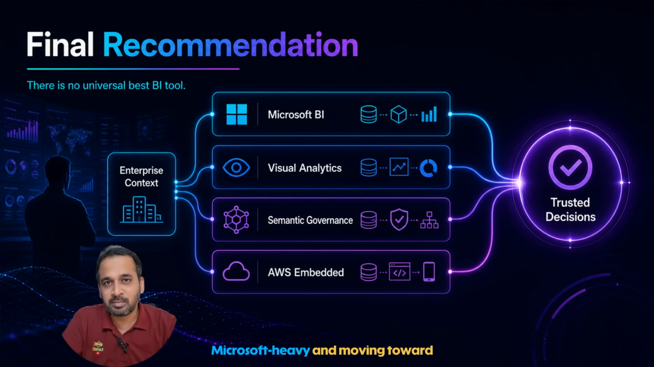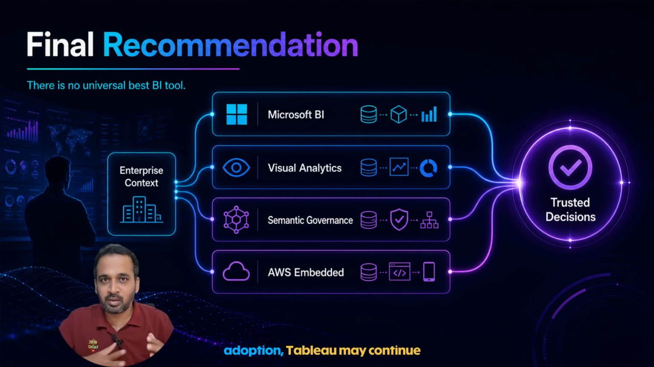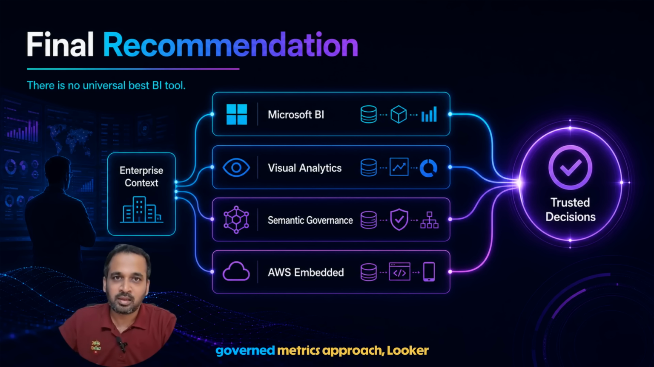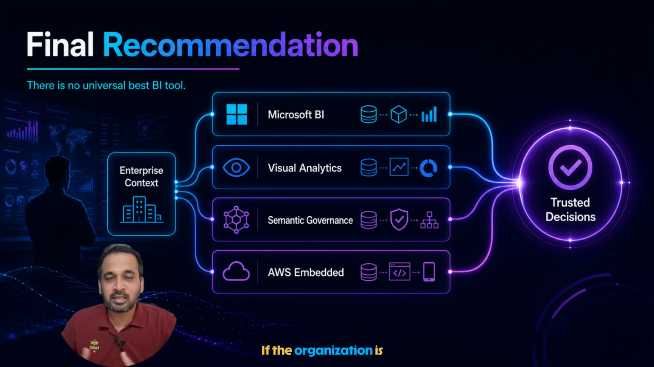If the organization is Microsoft heavy and moving toward Fabric, Power BI is usually a strong fit. If the organization has a strong visual analytics culture and mature Tableau adoption, Tableau may continue to be very valuable. If the organization wants a semantic layer first, code-driven, governed metrics approach, Looker can be a strong choice. If the organization is AWS heavy and needs embedded analytics or cloud-native BI inside AWS applications, QuickSight can be a practical option. As architects, our job is not to defend one tool blindly.